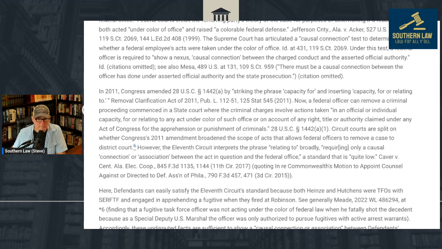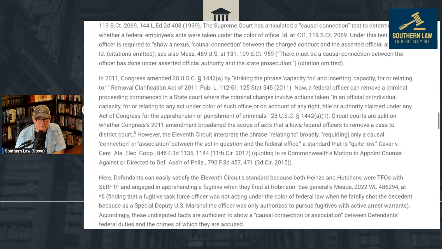So the court notes that the statute was amended in 2011, and the court says, now a federal officer can remove a criminal proceeding commenced in a state court where the criminal charges involve actions taken in an official or individual capacity for or relating to any act under color of such office or on account of any right, title, or authority claimed under any act of Congress for the apprehension or punishment of criminals. So that's a pretty broad statute.